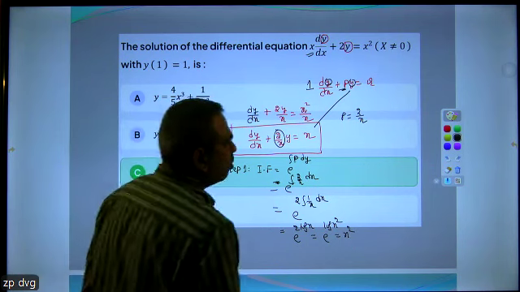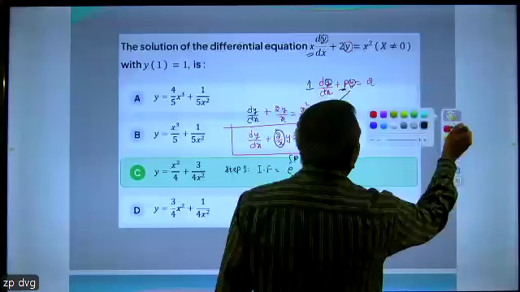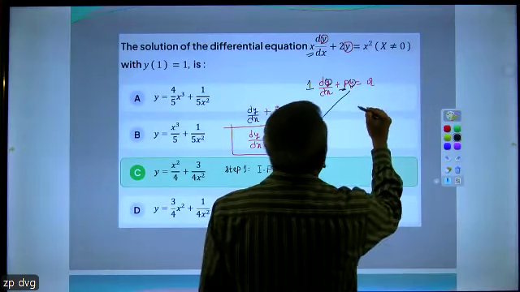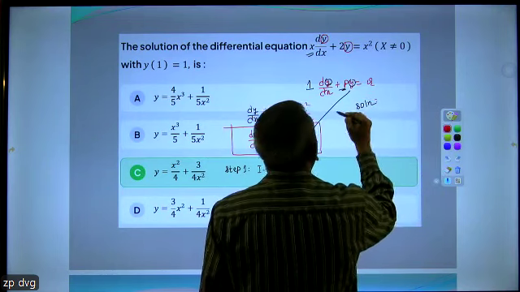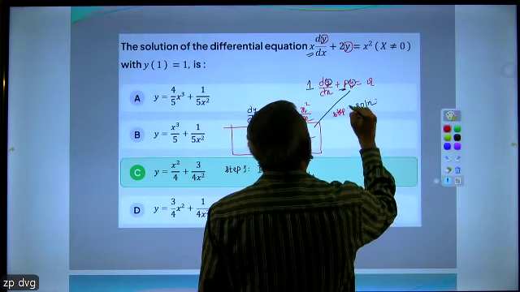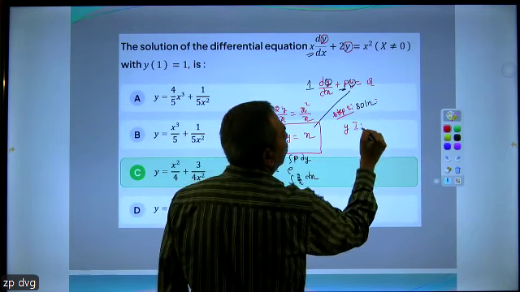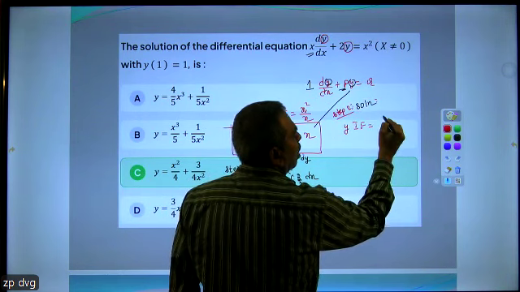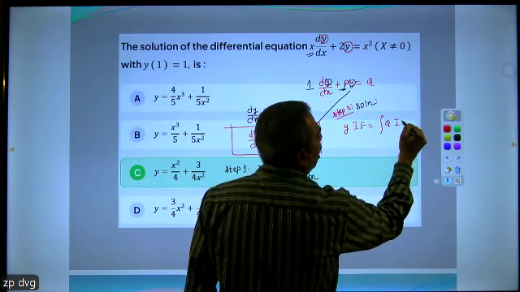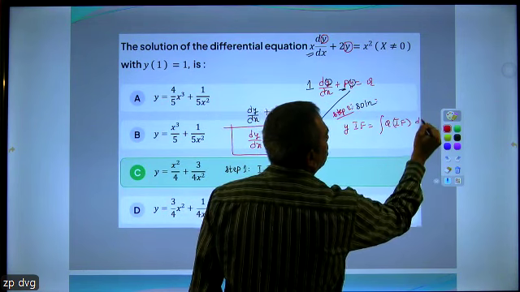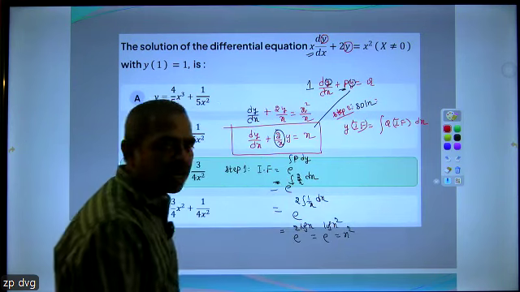Now let us write down step 2. What is step 2? Step 2 is nothing but the solution finally. So I'm writing here, the solution is step 2. What is the solution here? It is y into the integrating factor, which is equal to the integration of q into the integrating factor into dx. So y into integrating factor is the integration of q into integrating factor into dx.